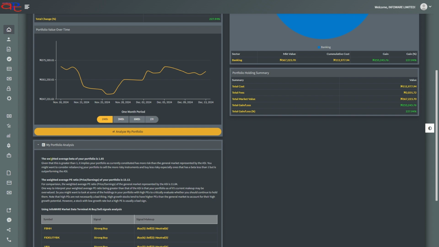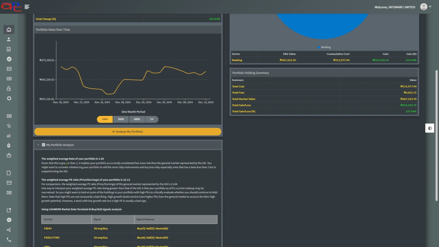So it's saying the weighted average beta of your portfolio is 1.65. Before we move ahead, beta is used to calculate how risky your portfolio is. If the beta value is greater than 1, then your portfolio is more risky. If the beta value is less than 1, then your portfolio is less risky. So let's read through the first paragraph.